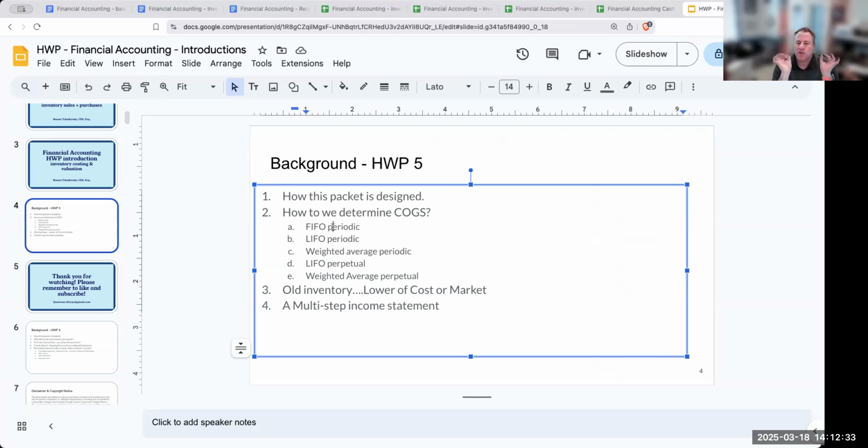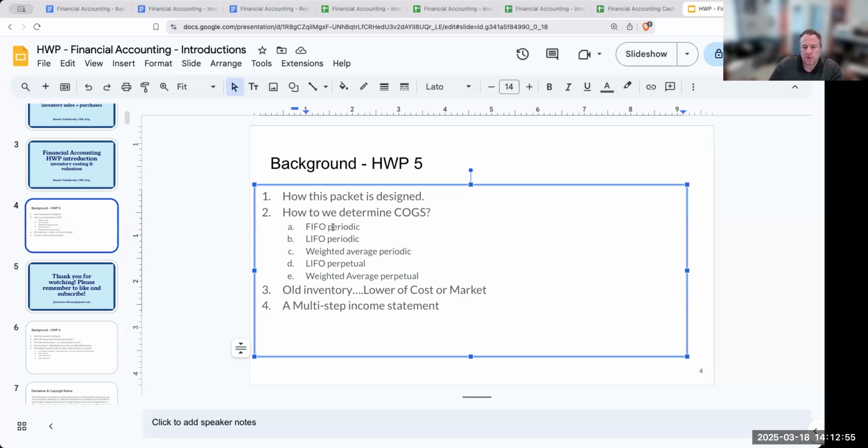What's periodic? We disregard the individual sale dates. We assume everything happened at the very end of the period. Perpetual, dates matter, right? We're going to go in chronological order, sale by sale by sale. And we're going to determine the cost of goods sold, making sure we don't go forward. We're only looking back into the past.